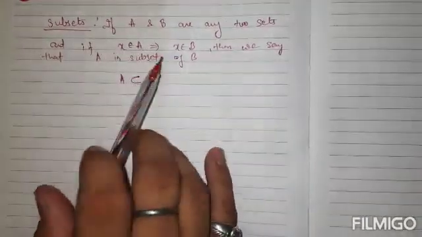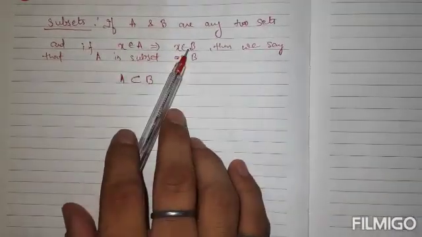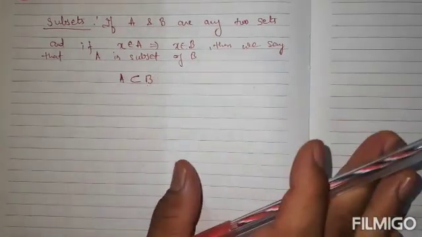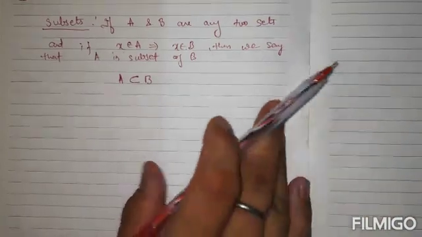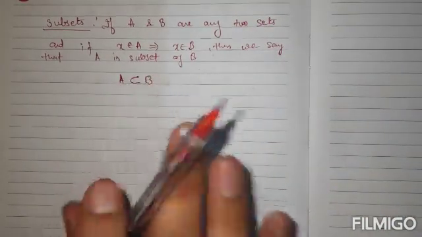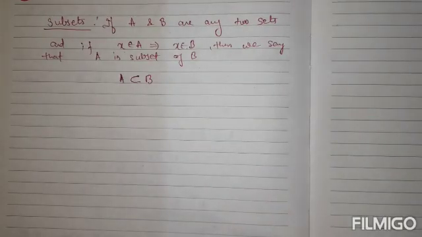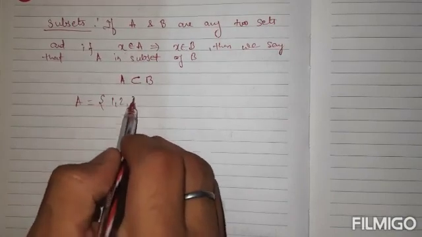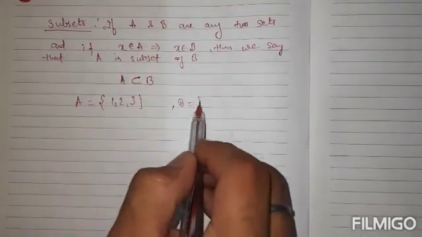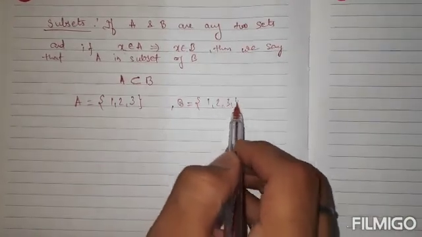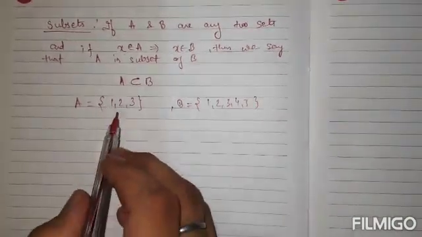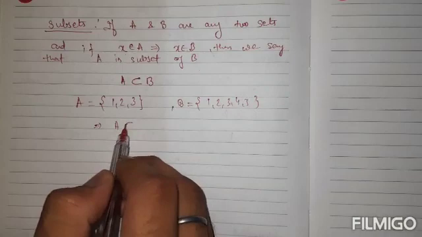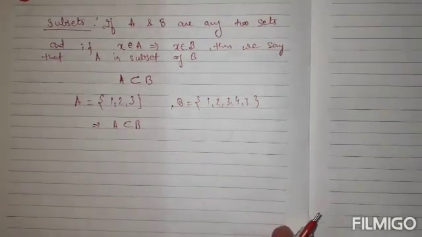See, what we have written in the definition is that x belongs to A implies x belongs to B, then A is a subset of B, means if all the elements of A are present in B, then A is a subset of B. Here you have to keep in mind that elements of A are present in B. It is not necessary that all elements of B are also present in A. Its example is, suppose A is a set containing 3 elements 1, 2 and 3, and B is another set containing 1, 2, 3, 4 and 5. Then here you can see that all the elements of A are present in B. So this means A is a subset of B. This is the definition of subset.